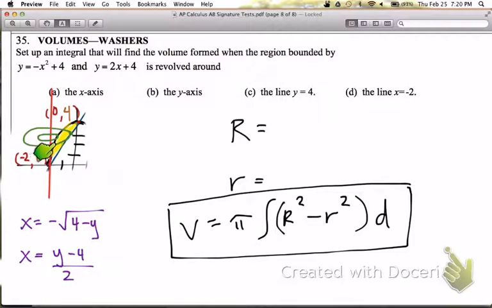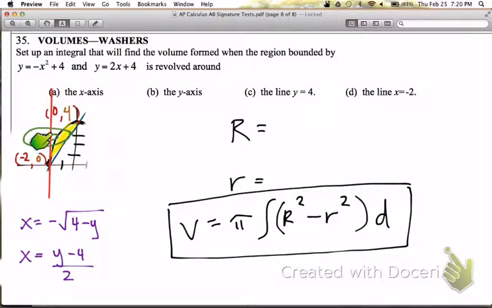Now for this one you have to be careful about which one you put on top and which one you put on bottom, just because it might make your answer negative, and you just want to be careful and you want to be consistent. So remember that we always want our answer to be the top function minus the bottom function, or in other words, we want it to be the greater value of x minus the lesser value of x.